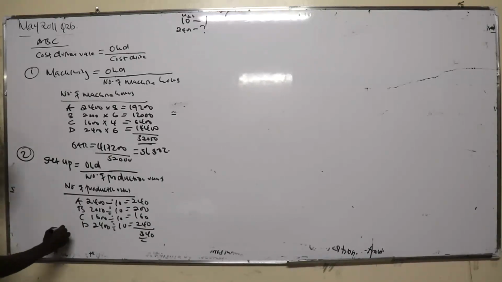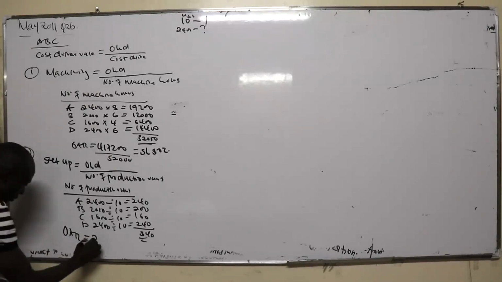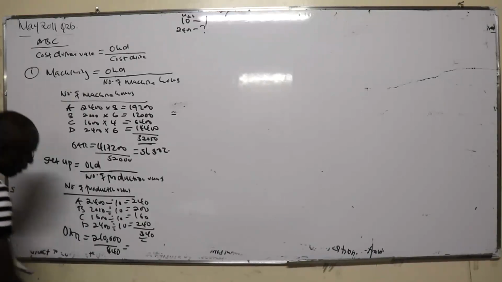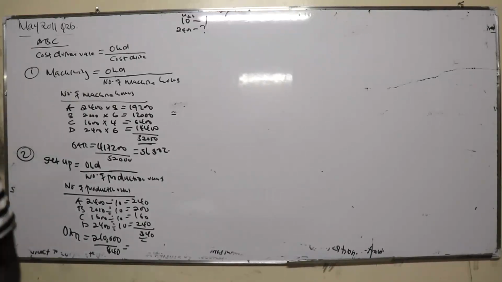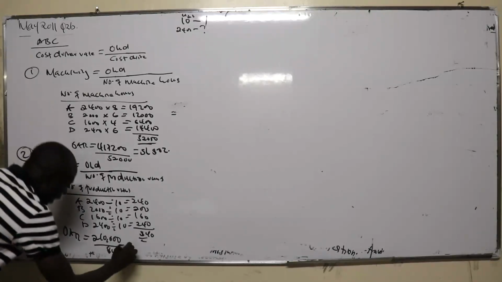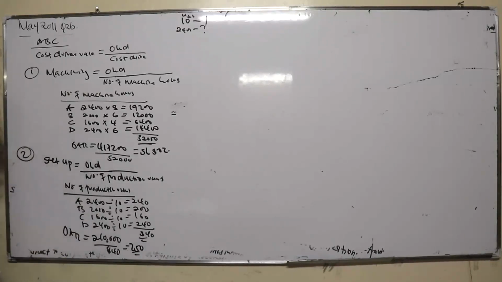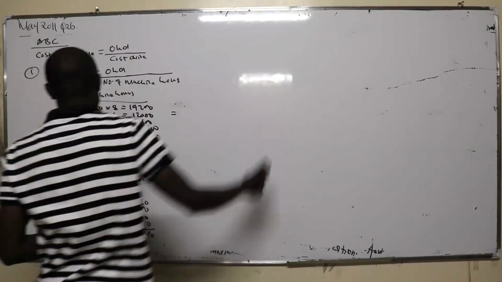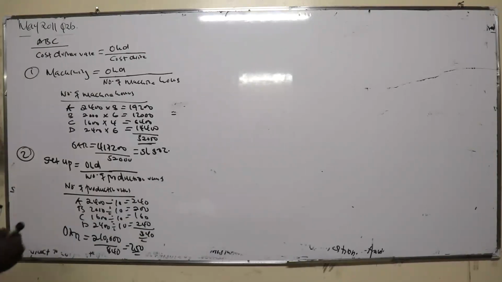So the overhead absorption rate is going to be 210,000 divided by 840. That gives you 250 shillings per run.